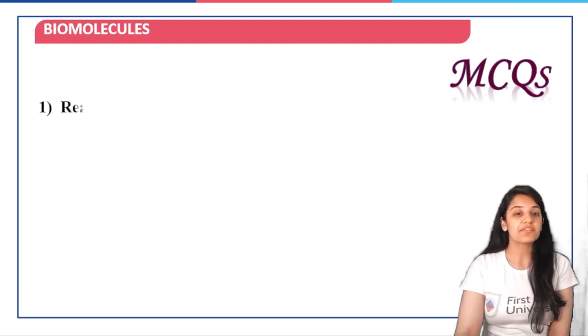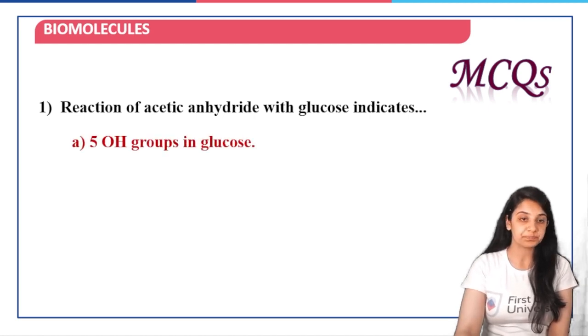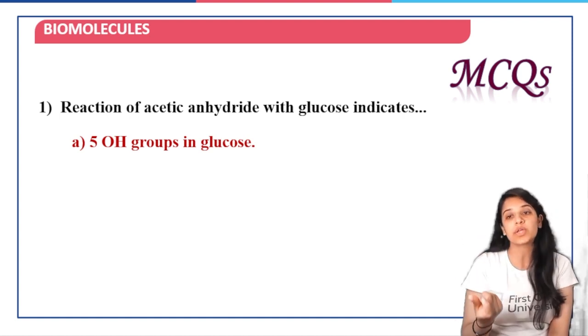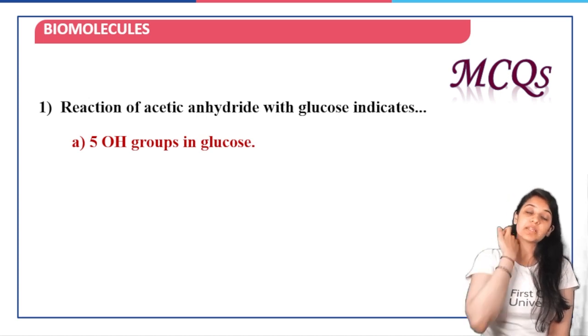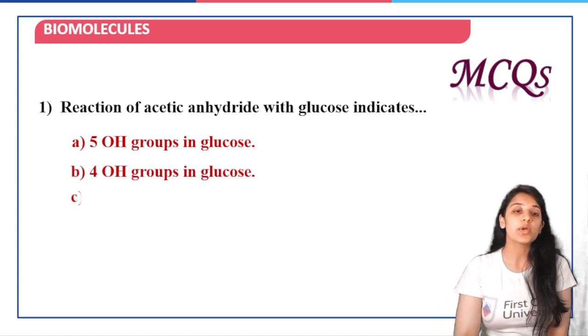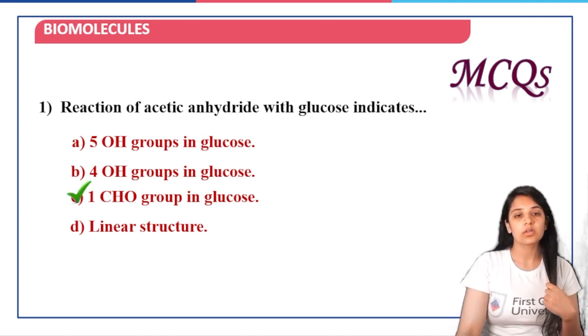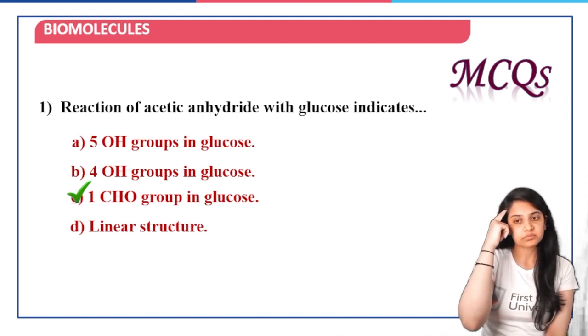So let's quickly have a look at a few MCQs. Reaction of acetic anhydride with glucose indicates what? Now, when we have the reaction with acetic anhydride, remember all the OH groups are going to get converted into acetate groups, right? And that is going to tell us that there are 5 OH groups present in the glucose molecule. So option, wait, acetic anhydride is not an oxidizing agent. I think option A should be the correct answer. We have already discussed that part.